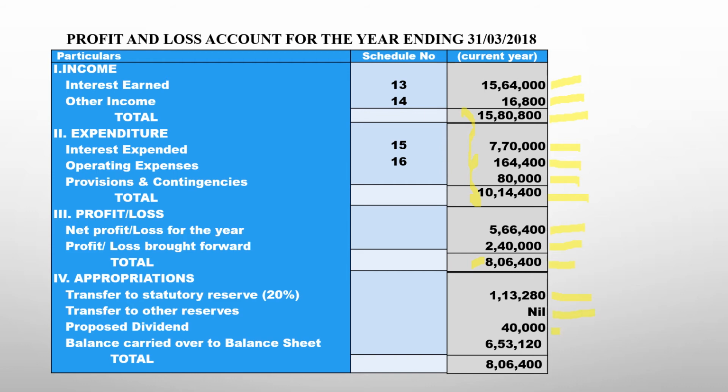Proposed dividend is mentioned in the adjustments, 40,000. And the balance: 8,06,400 minus 40,000 minus 1,13,280, and the balance remaining is 6,53,120.